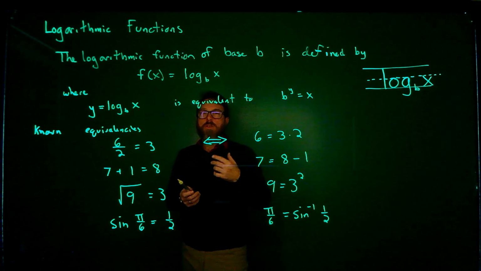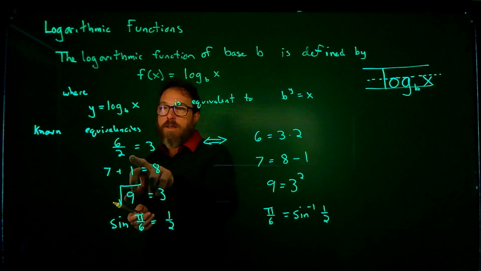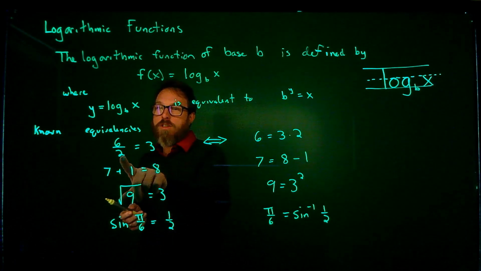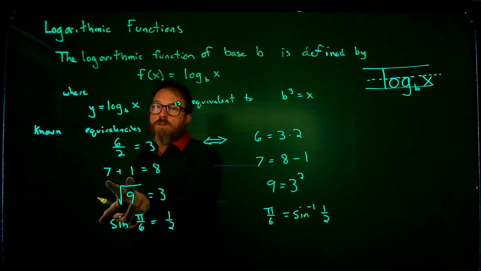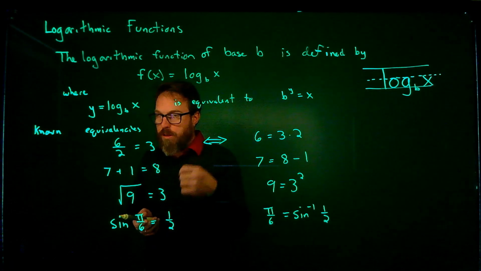We are used to some common equivalencies, something like 6 divided by 2 is equal to 3, which really means that 6 is equal to 3 times 2. All I did is take the 2 and multiply it to the other side. Similarly, 7 plus 1 is equal to 8, well then 7 is equal to 8 minus 1. I just subtracted 1 from both sides.